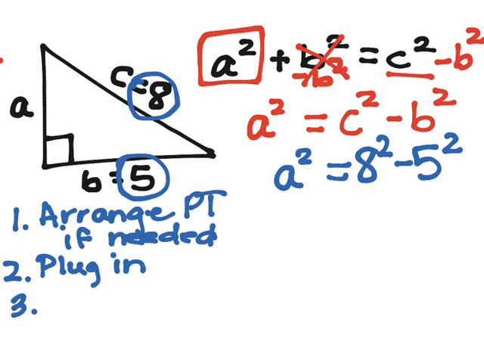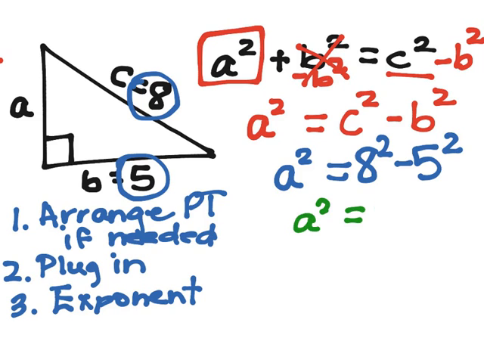Our third step is that we're going to do the exponents. This is just like order of operations. P is parentheses. I don't have parentheses, so my next would be the E in PEMDAS, and that is exponents. So we're going to solve the exponents. We don't know A yet. 8 squared is 64. And then subtract 5 squared, which is 25.